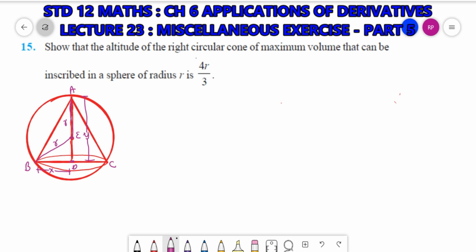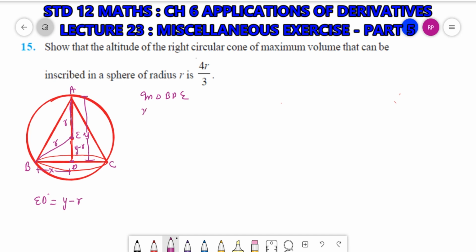I can use triangle BDE. Now before that, the total height is y, and if I want to find ED, I first need to take ED. So ED will be equal to y minus r. So this is y minus r. Okay, so what is the value of x? Now I will take triangle BDE.